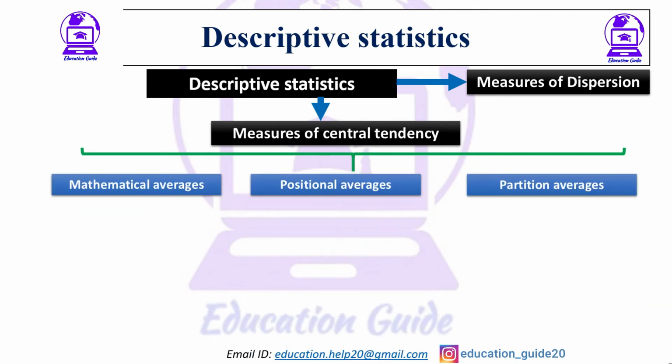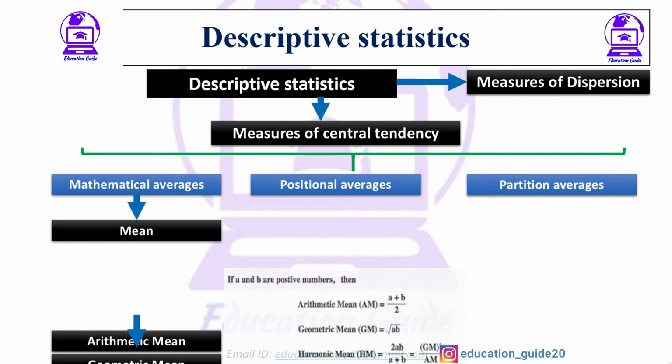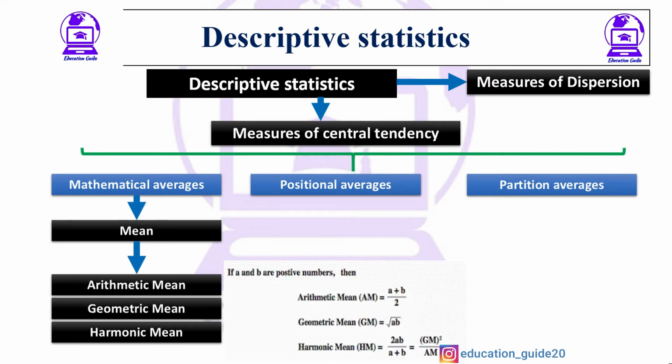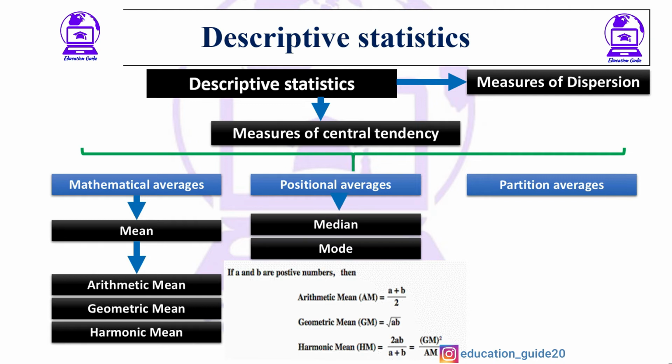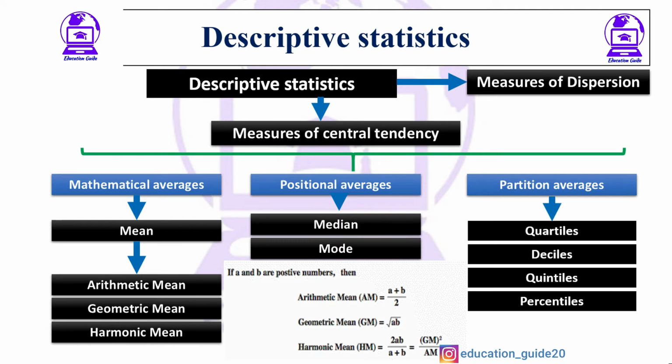Measures of central tendency mainly cover three kinds of average. Mathematical average, that includes arithmetic mean, geometric mean, and harmonic mean. Positional average includes median and mode. Median is the midpoint of a given data series, while mode is an entry which occurs the highest number of times in a data series.